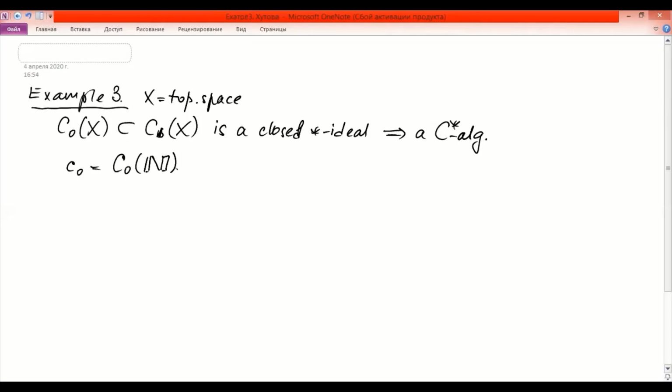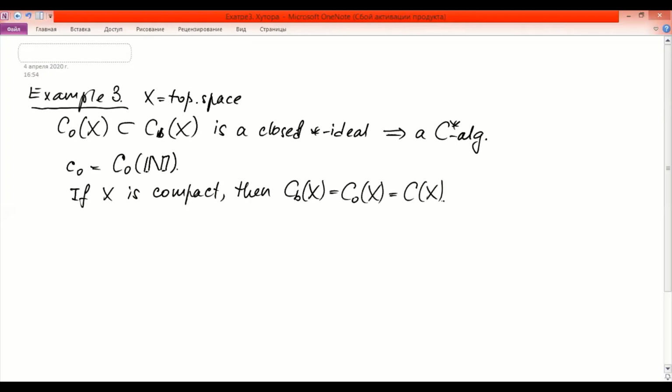Of course, an important special case is the case where X is compact. So let's observe that if X is compact, then CB of X equals C0 of X equals C of X. So in this case, the algebra of all continuous functions on X is a C-star algebra.